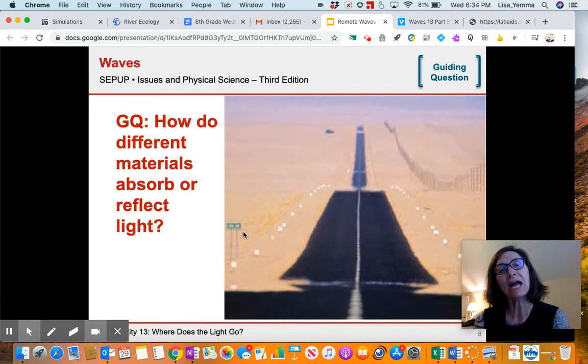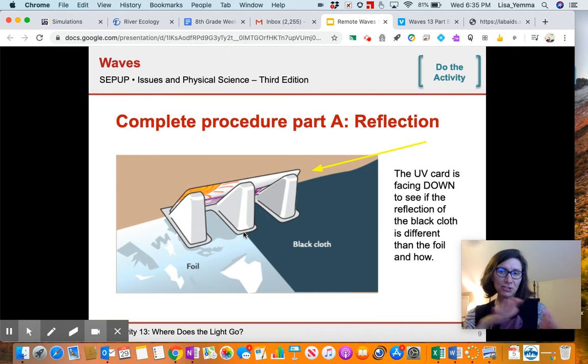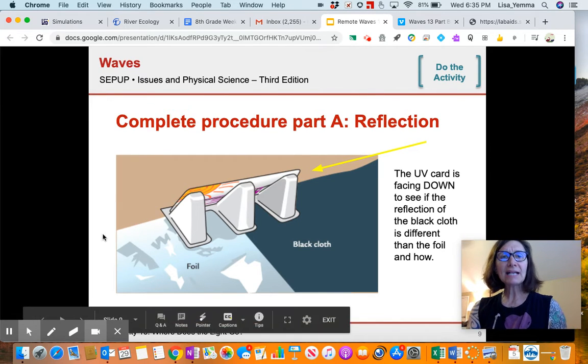Our guiding question today: how do different materials absorb or reflect light? In this activity, we are going to set up a little experiment. Our experiment for part A is on reflection. So we're going to separate reflection and absorption, and then we're going to combine them and bring it back together. With this activity, you would get a plastic card holder.